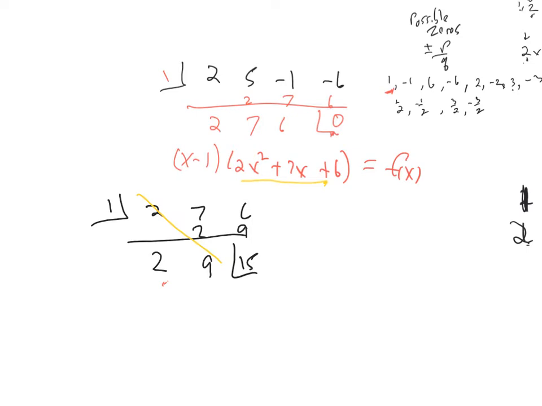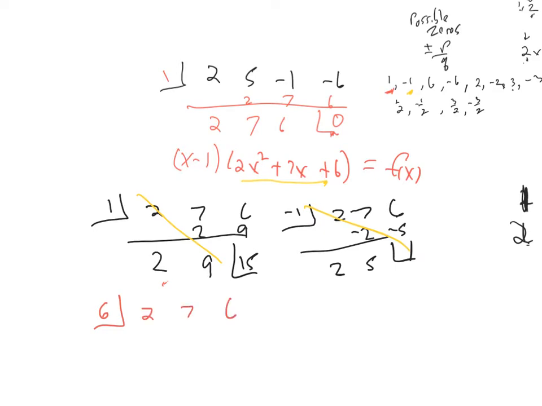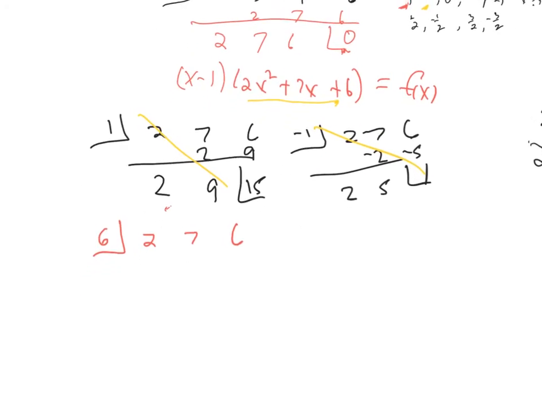Let me try a negative 1. Negative 1 could work. 2, 7, 6. Negative 2, 5. Oh, that doesn't work either. Okay, what am I at? I did those 2. Let me do the 6. And if you get bored, then you can quit and just factor, which if I was smart, I would just factor if it factors. If it doesn't factor, I could use the quadratic formula. So I'd have been done by now.